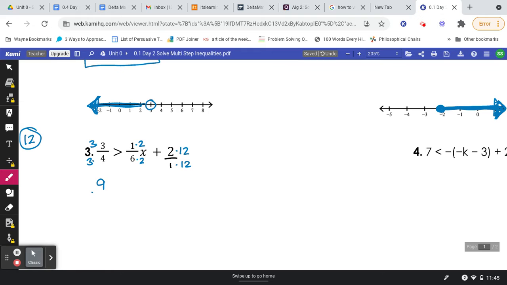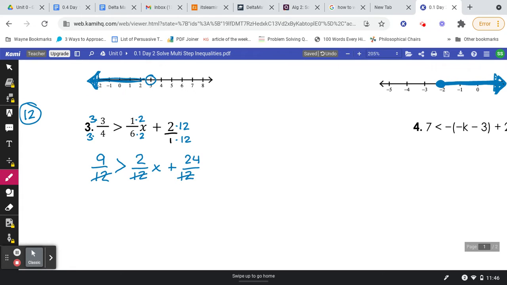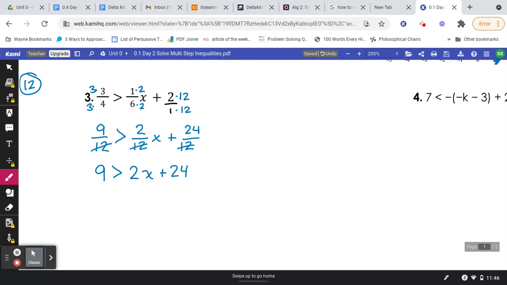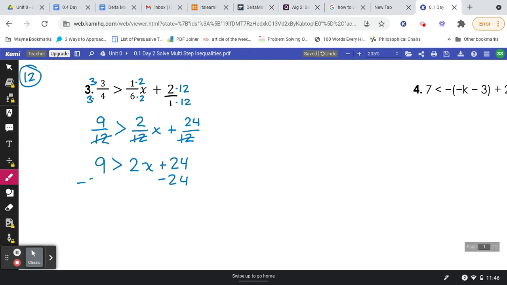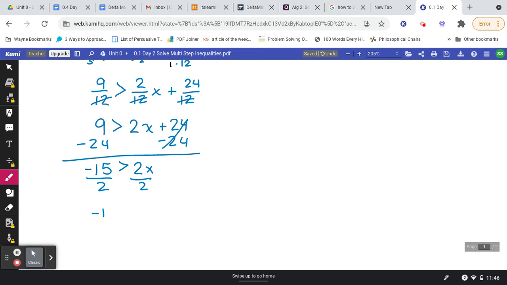Then I multiply the numerators and denominators. Once you have common denominators, remember you would cancel these out. And just your numerators would make your new problem. Subtract 24 from both sides. And divide by 2. So -15 over 2 is greater than x.